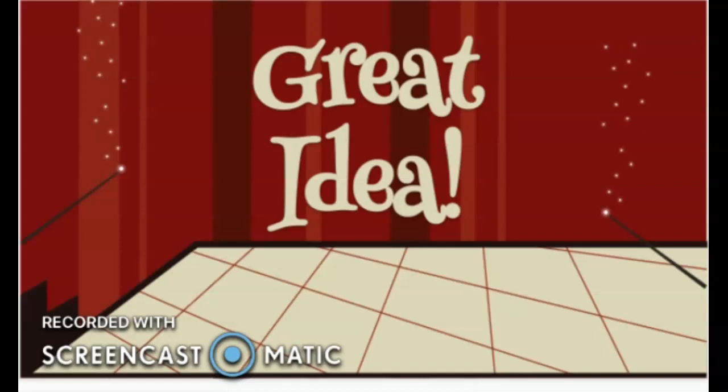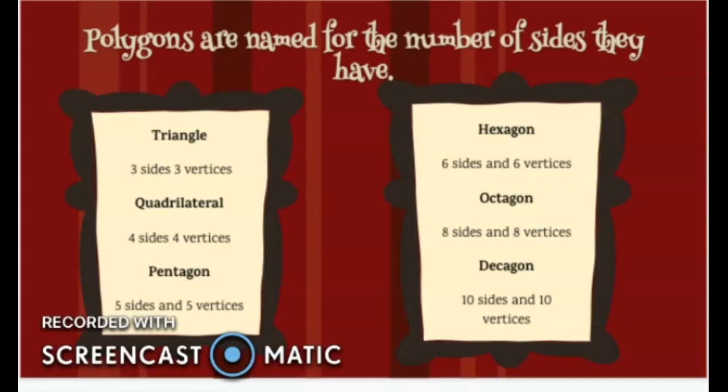And here is a great idea. You need to take notes on this next part. So what I want you to do, if you've not taken notes so far, you probably should have already written down the definition for a polygon and a vertex. The next thing that you're going to need to take notes on so that you can refer back to is polygon names and the number of sides they have.